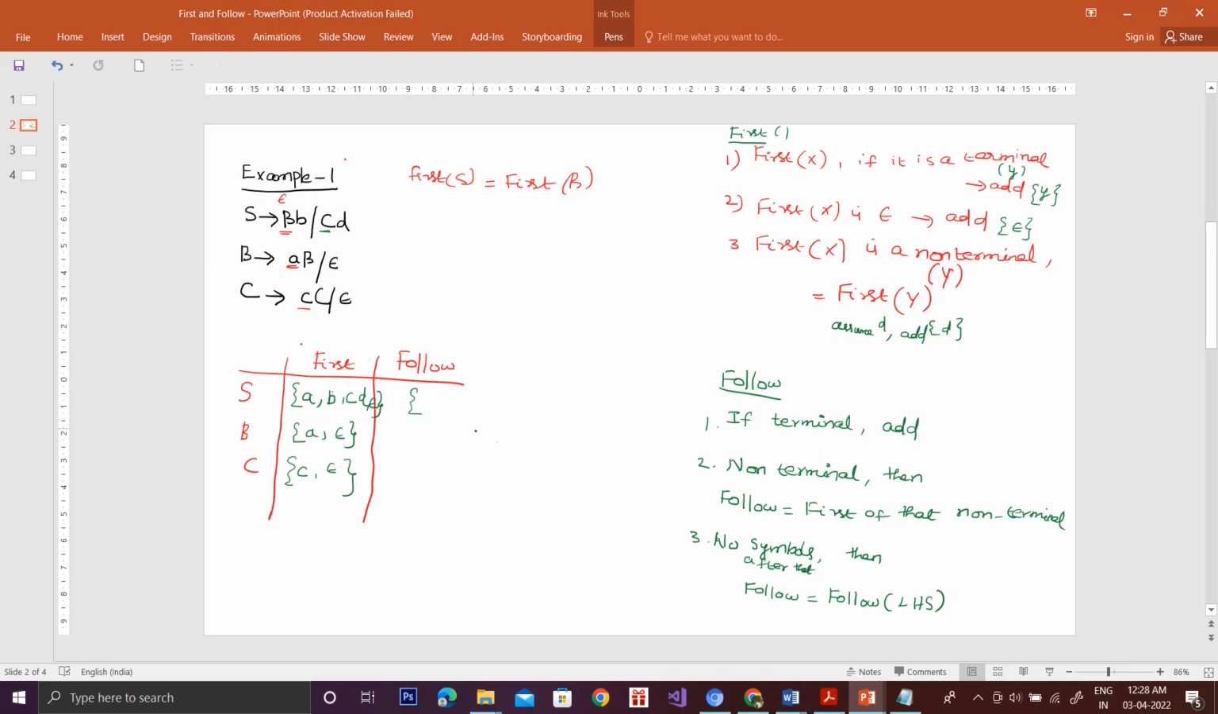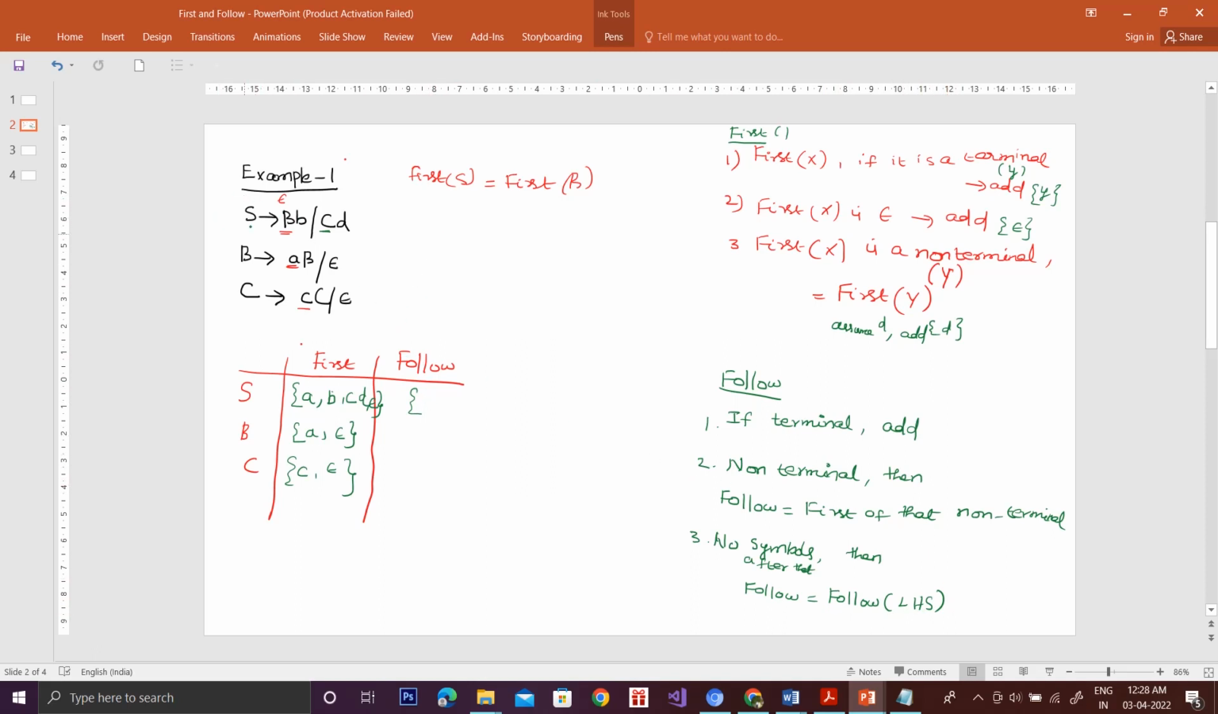While finding follow for capital S, remember these three rules. If the follow of X is a terminal, then add that terminal. If the follow of X is a non-terminal, then follow is equal to first of that non-terminal. And if there is no symbol after that, then follow is equal to follow of LHS. So remember these three rules.